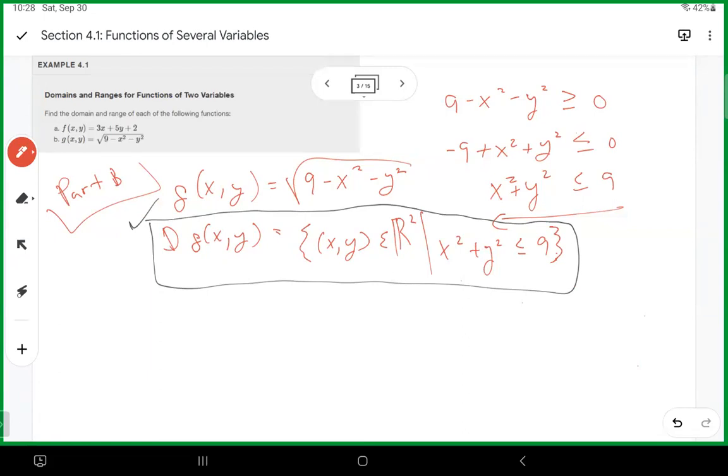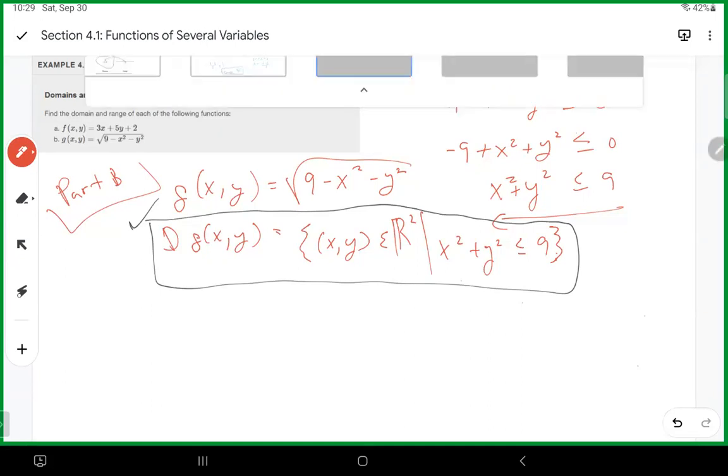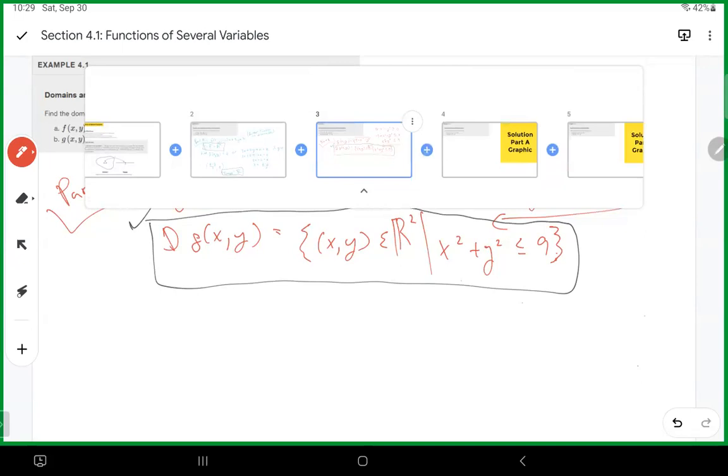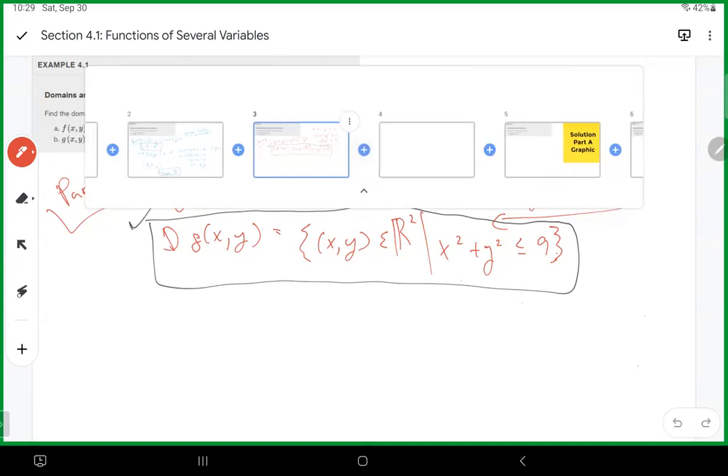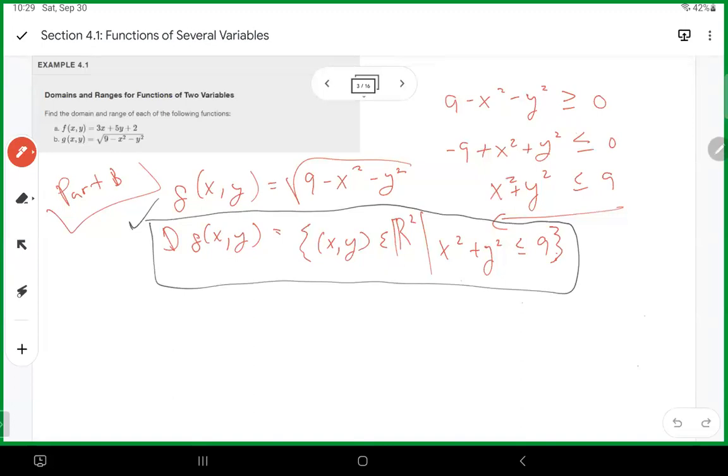The graph of this set of points can be described as a disk of radius 3 centered at the origin. The domain includes the boundary circle, as the following graph. Not sure why I didn't include that; oh, this is why, because it's a very long answer. You know what, we have slides, so I'm just going to add a slide. That way we can have the drawing.